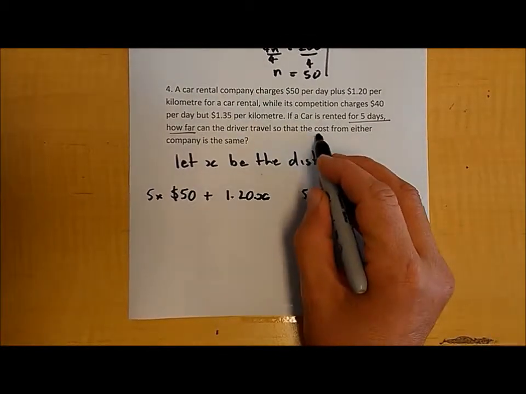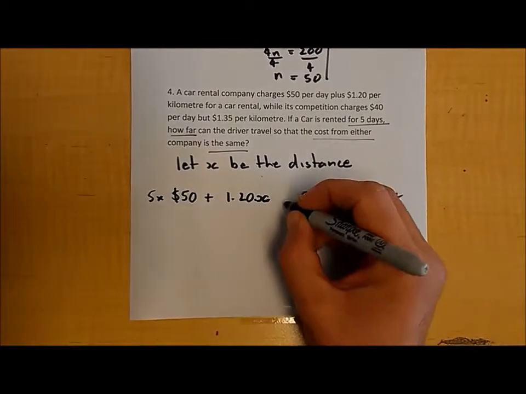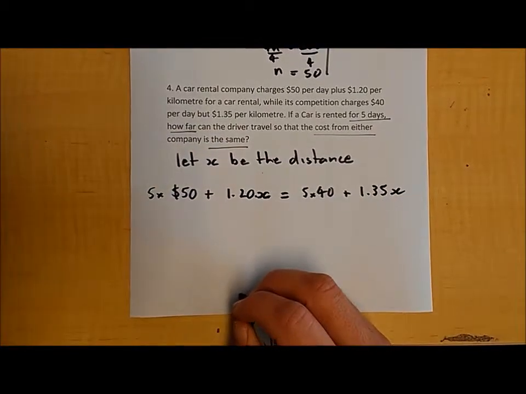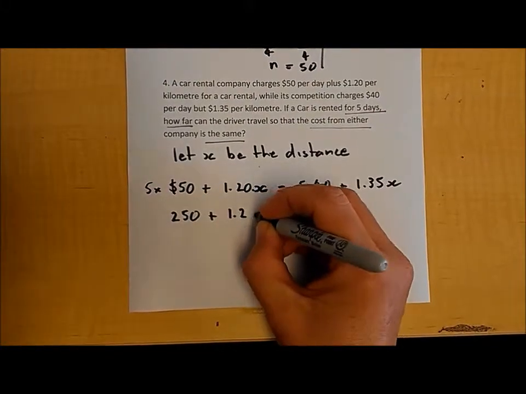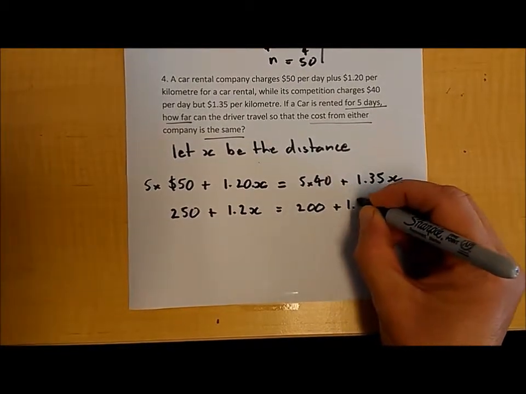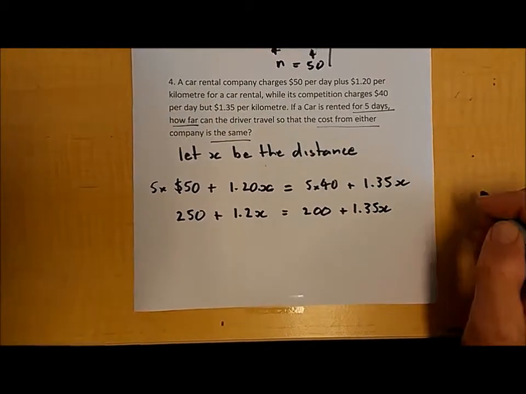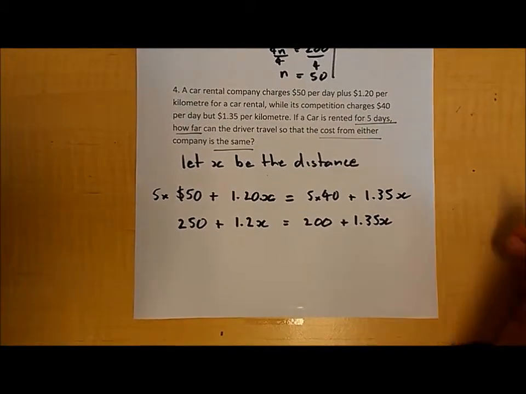Now, I want the cost from either company the same. So that's the cost from company A, the cost from company B. I want them to be the same. So I have 250 plus 1.2x is equal to 200 plus 1.35x. And that's probably the hardest part in this question, setting up the equation. Here we just solve it.